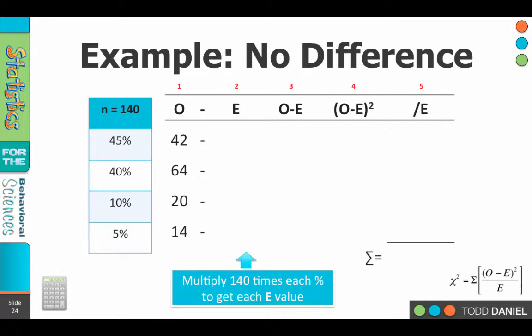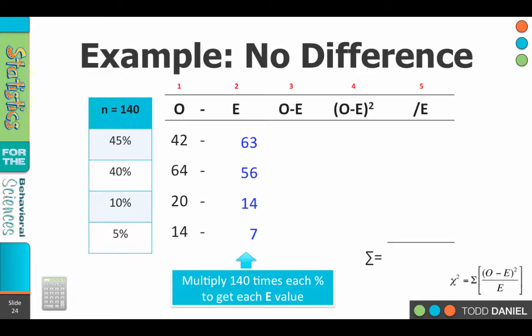We multiply 140 times 45%. That's a value of 63. Then we multiply 140 times 40%. We get a 56. 140 times 10%. That's easy, it's 14. And 140 times 5%, that would be 7. So now we have written in our expected values. Notice that those expected values have to be calculated every time. So for each of our observed values, we will calculate an expected value.